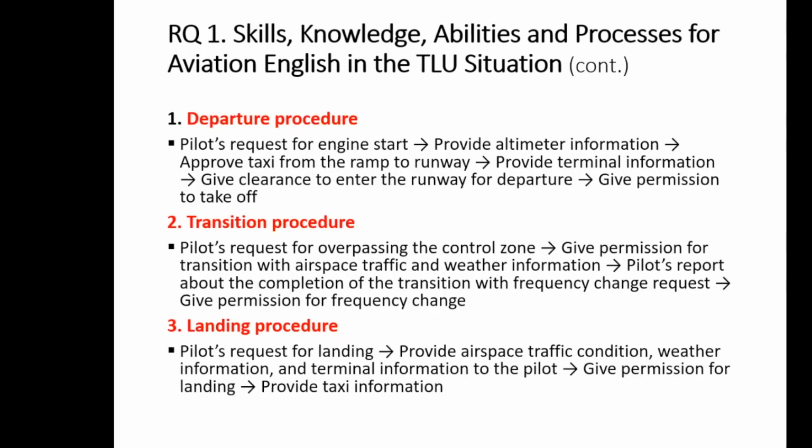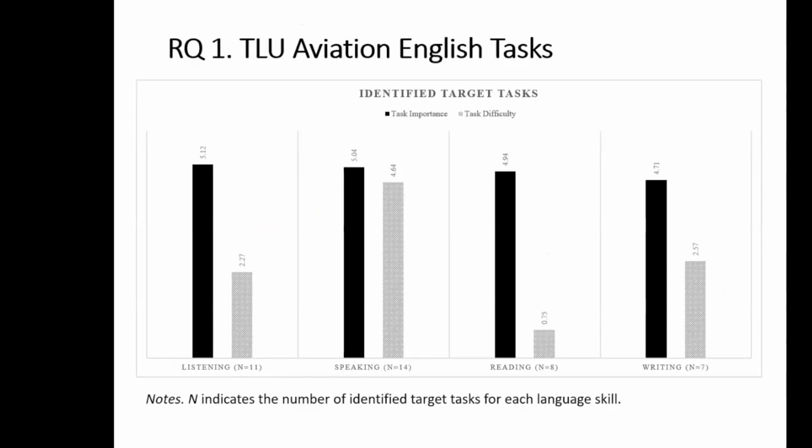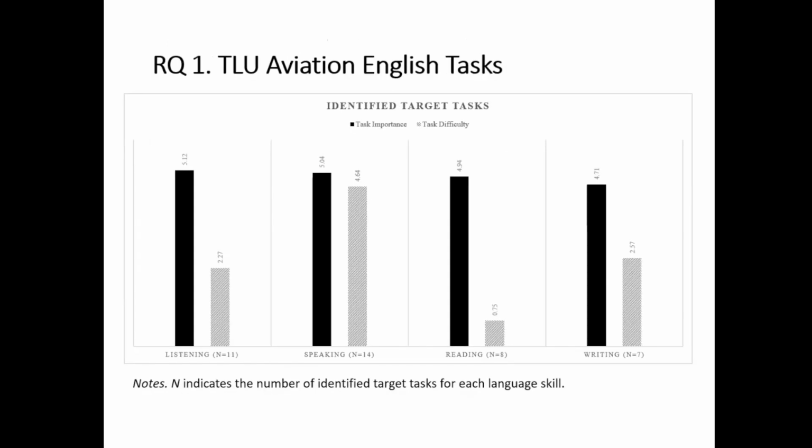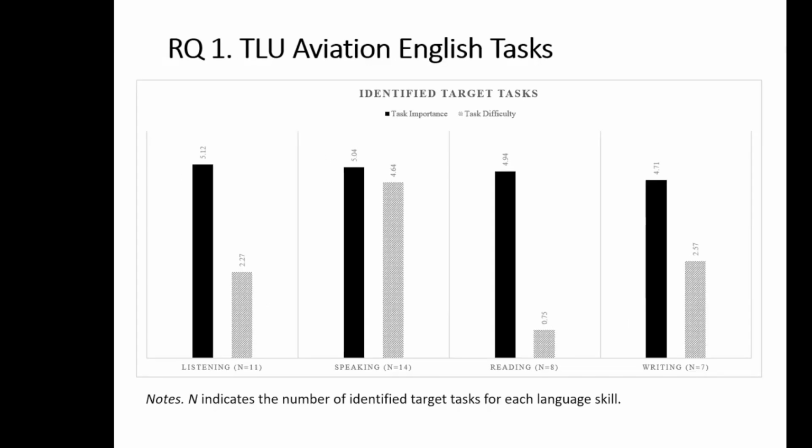Based on the document analysis, these are the main three procedures in air traffic control in the Army aviation context: departure procedure, transition procedure, and landing procedure, which you might be quite familiar with. And this is a rough description of the 40 identified target tasks from the task-based needs analysis. In total, 40 target tasks were identified across 4 language skills. Here N indicates the number of identified target tasks for each language skill.